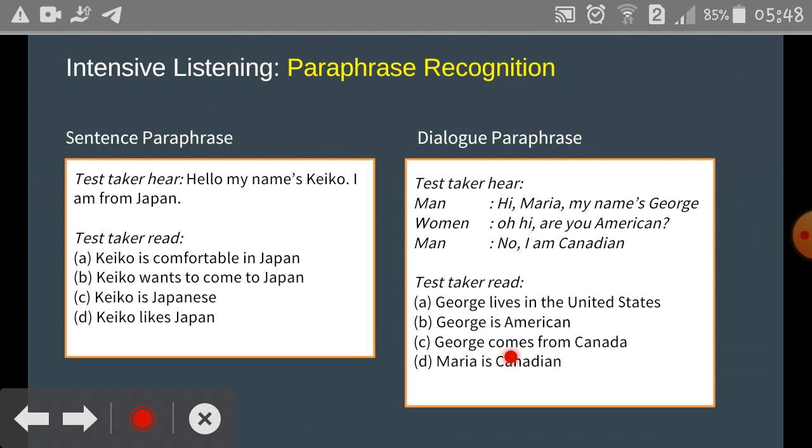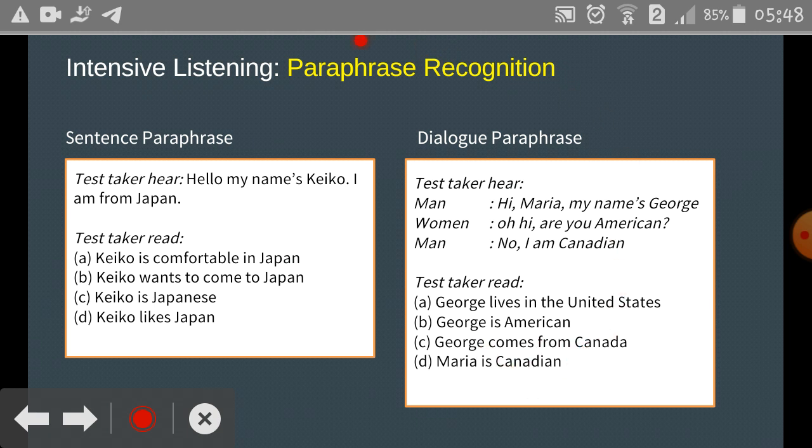All these answers actually have possibilities, but they are mostly distractors. For example, the first one, "George lived in the United States." Well, because the woman mentioned American, it can be if you are not really paying attention. So this is a distractor. Second one, "George is American." There is a question, "Are you American?" And the man said, "No, I'm Canadian." So basically, this is not the answer. And then, "George come from Canada." Well, that's the answer. And "Maria is Canadian" is also another distractor.